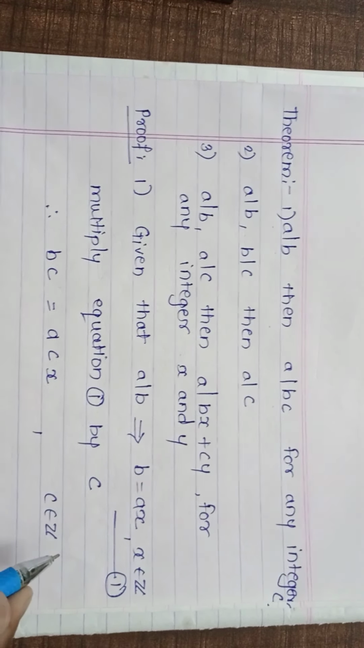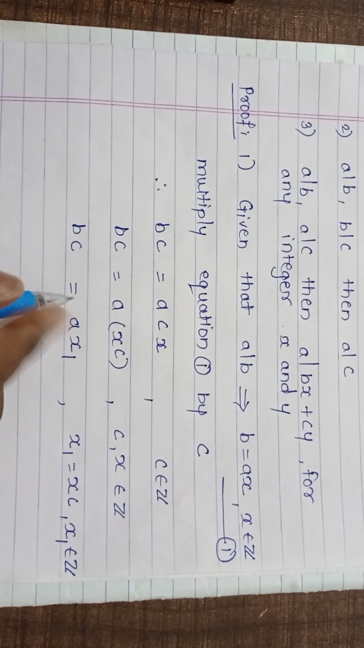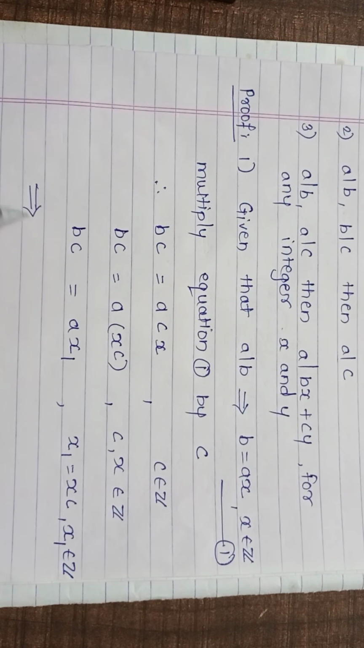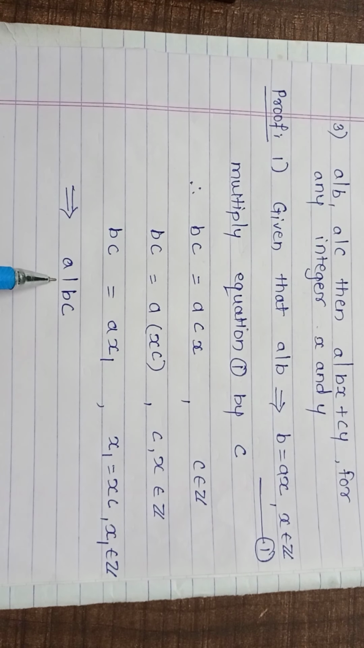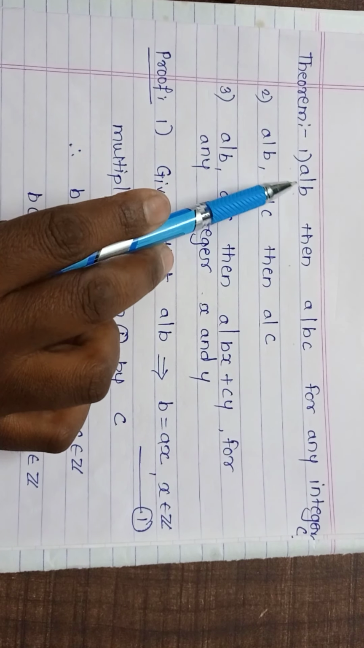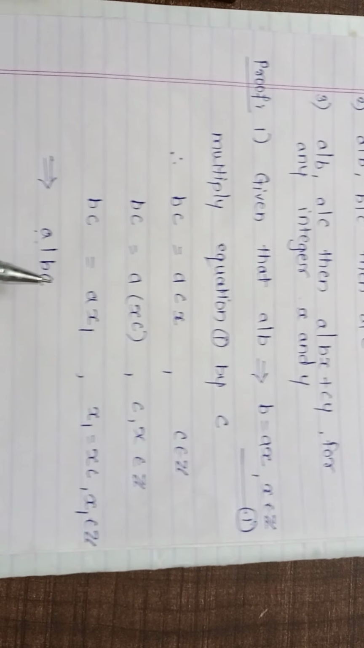Therefore bc is equal to a into x1, where x1 is equal to xc, and x1 belongs to the integers Z. Therefore, by the definition of divisibility, we can write that a divides bc. Therefore the first theorem is proved. What is the first theorem? If a divides b, then a divides bc for any integer c. Therefore we have proved it.